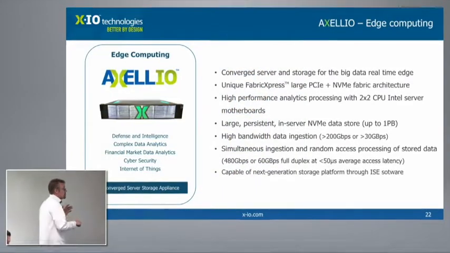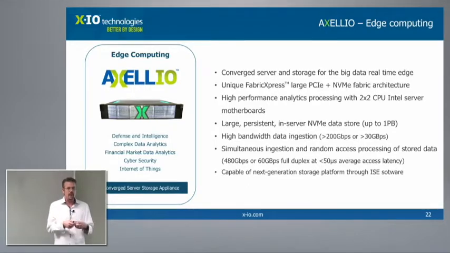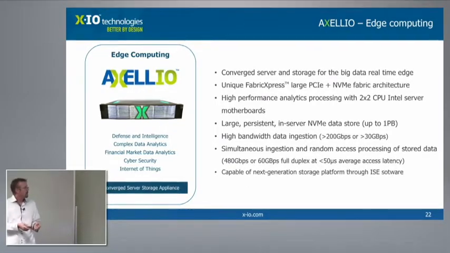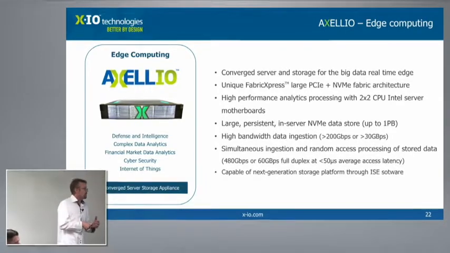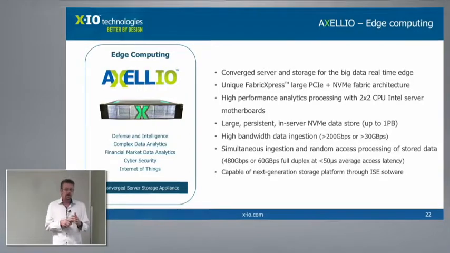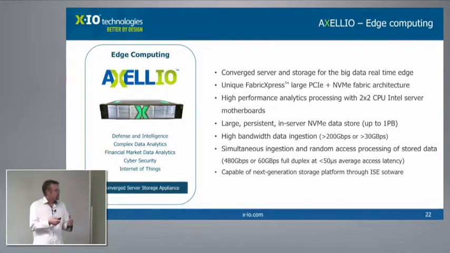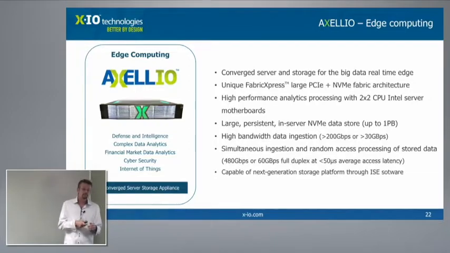So to recap, 2U, converged server to storage, very different from the hyper-converged idea people have in their mind as a scale-out architecture, right? This gives you a very, very different use case in mind, right? High-performance analytics processing, large persistent in-server NVMe data store, very high bandwidth, and clearly capable of taking our storage software and doing something really cool with it down the road. Any questions?